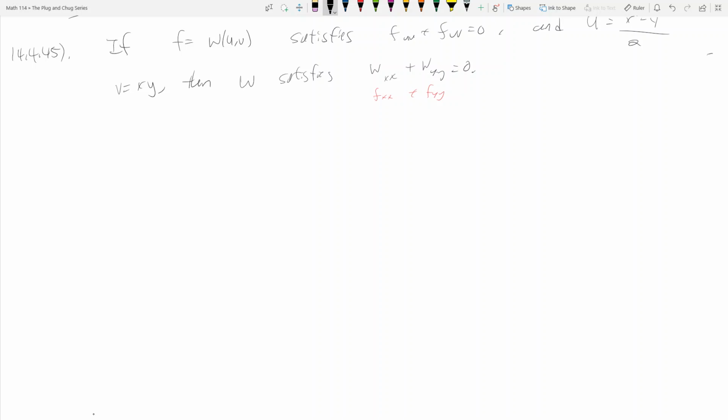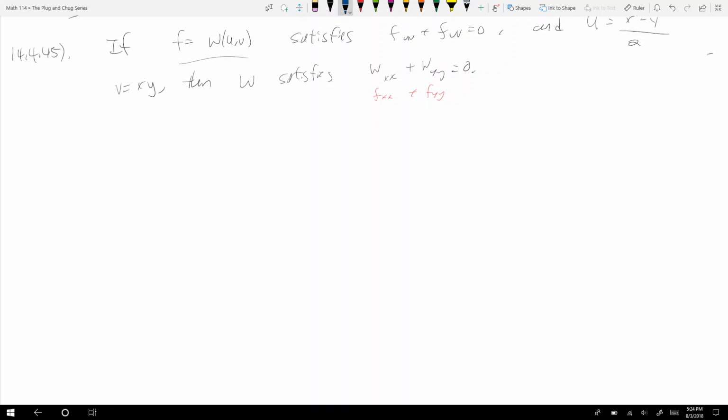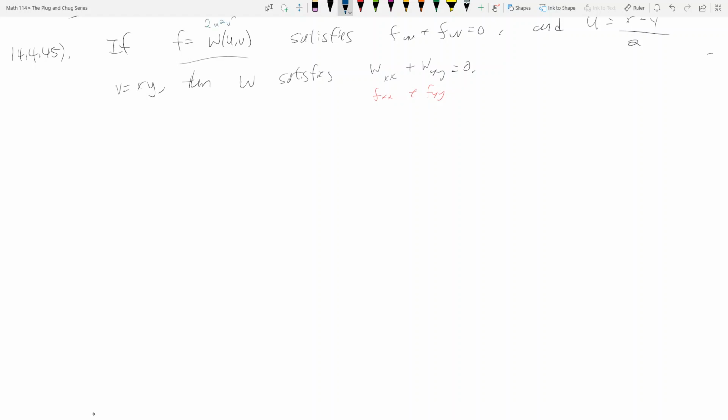I don't know why we don't just stick to f. Oh, it's because then we can write this abstractly. I don't have to say, for example, that f is equal to 2u squared v cubed, right? I don't have to say that explicitly, but it's just some function of u and v, all right? And we say that's w.